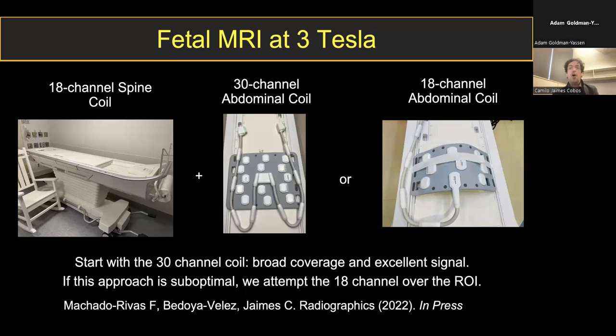On occasion, we use the 18-channel abdominal coil, but we really use this for either very early pregnancies or if the mom is unusually thin. And it is a nice coil. As you can see, the receiving elements are actually a little larger, so they penetrate really nicely into the tissues.